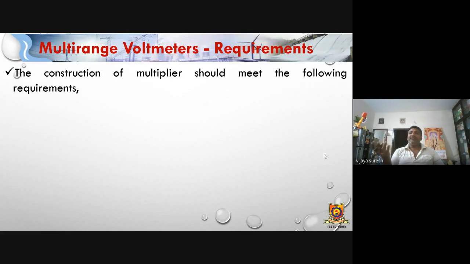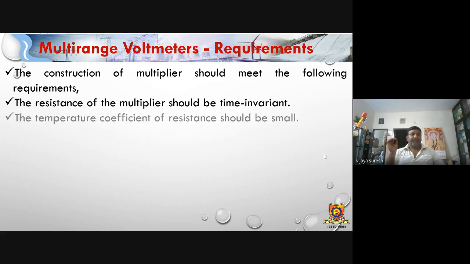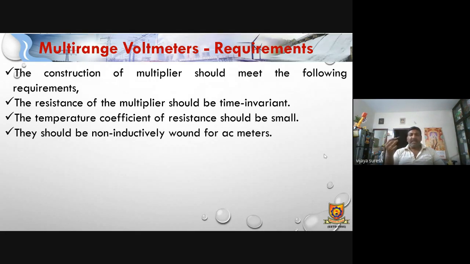And here also there are several requirements. The construction of the multiplier should meet the following requirements. The multiplier resistance should be time invariant. The temperature coefficient of the resistance should be small, as we said already. This is applicable for both ammeter multi ranges as well as voltmeter multi ranges, and it should be non-inductively wound for AC meters. Of course, this we will discuss in detail later.